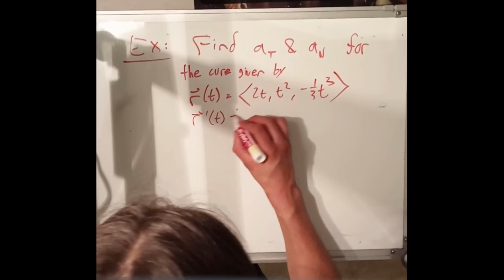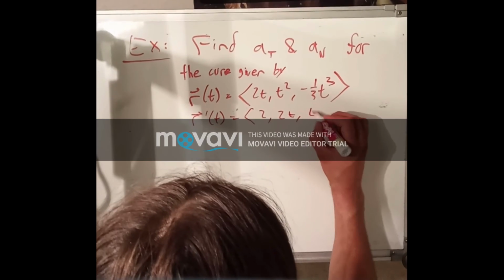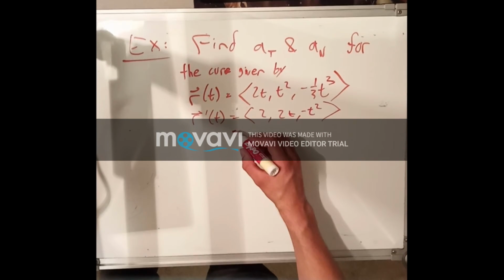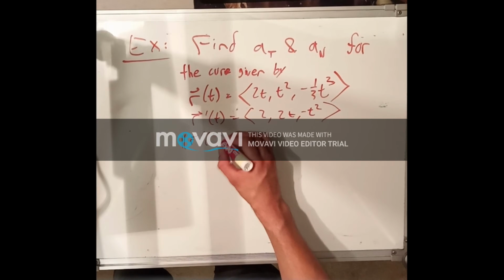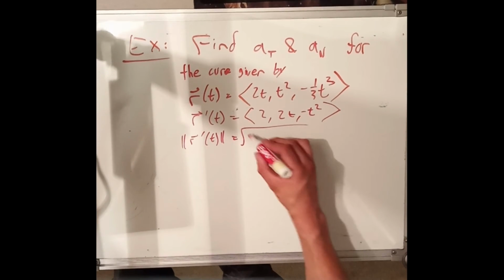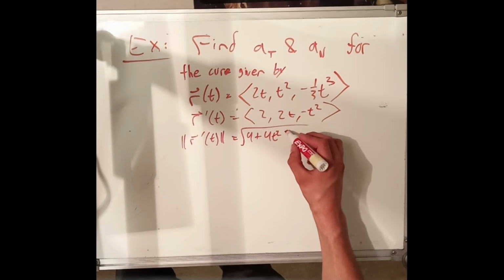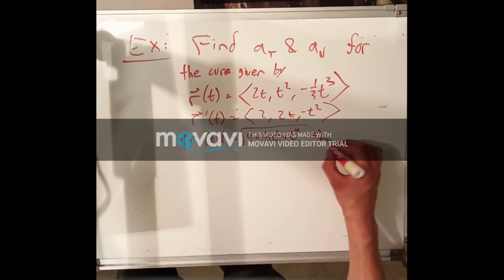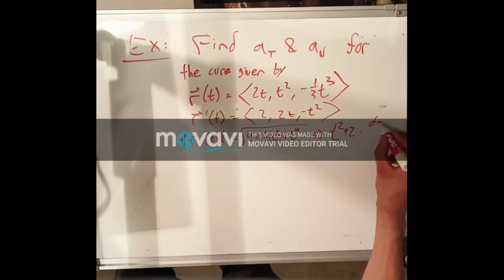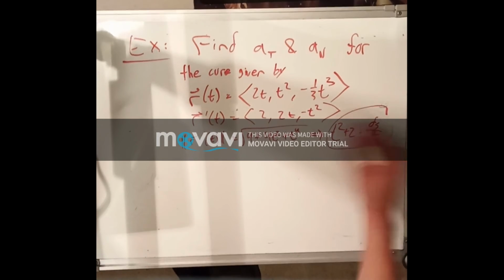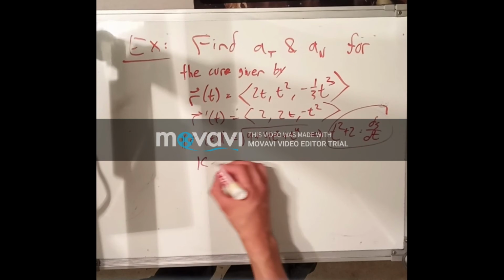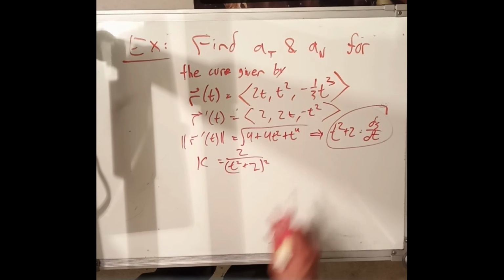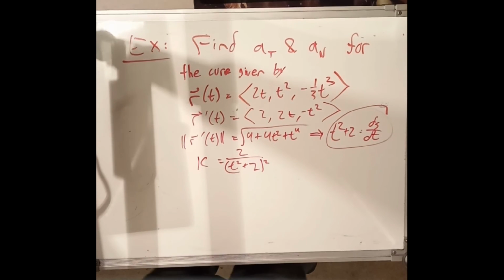r prime of t is given by 2t, negative t squared, I should say, when I normalize this. The square root of 4 plus 4t squared plus t to the fourth. Looks familiar? We found this earlier. t squared plus 2 equals ds/dt. Nice, we have found one component that we're looking for. K is therefore given by this value.